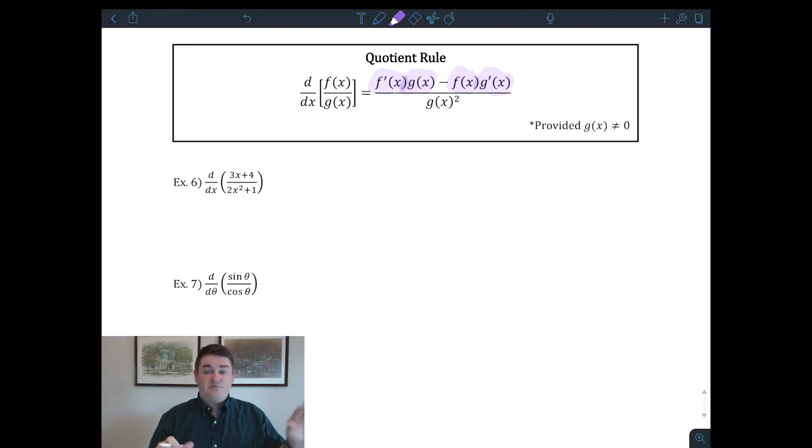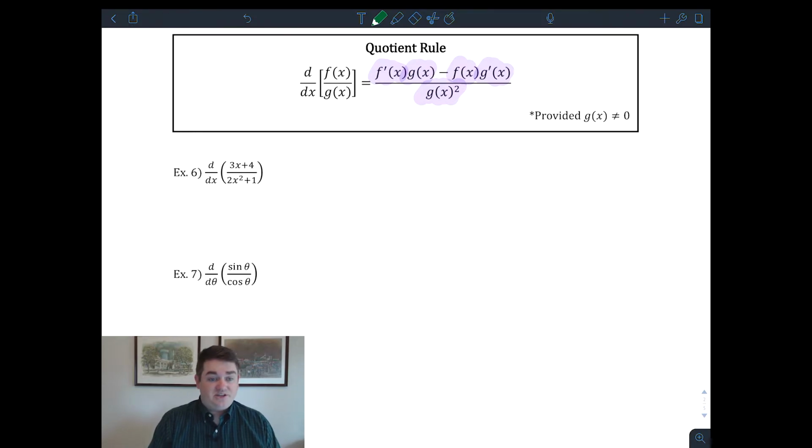Now what I want to point out is the similarity between the numerator of the quotient rule, f prime g minus f g prime, and the product rule, f prime g plus f g prime. They're exactly the same, except in the product rule you have a plus in between, in the quotient rule you have a minus, and of course the quotient rule has this g of x squared on the bottom. But if you know the product rule, the quotient rule is not that much harder to memorize. And again, there will be a link in the description to a Why It Works video that shows where the quotient rule formula comes from.